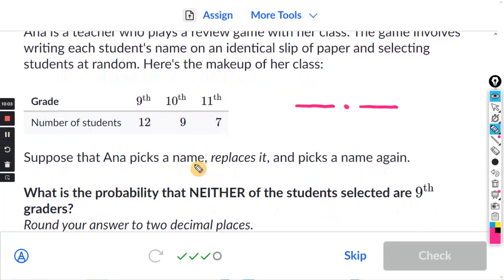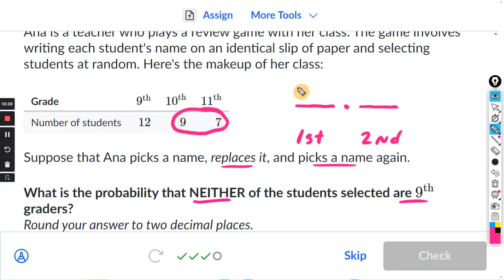All right, so she's going to pick a name and replace it, and then pick a name again. So the first fraction will just be the first pick, and the second fraction will just be the second pick. We want to find the probability that neither of them are ninth graders. Well, how many of them are not ninth graders? 10th and 11th. That's basically 9 plus 7. All right. And how many do we have in total? Well, we have 12 plus 9 plus 7.